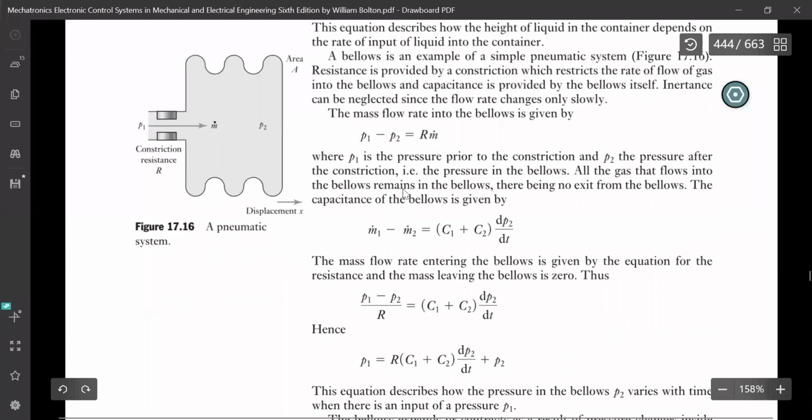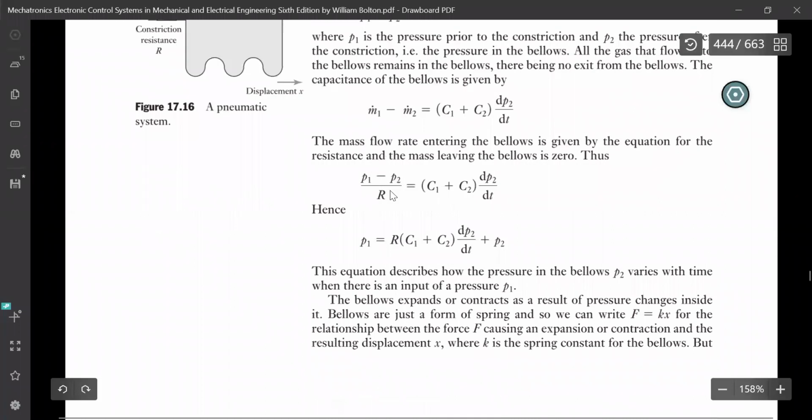So now we'll be using the equations for the pneumatic system. P1 minus P2 was equal to R into m dot. Earlier it was equal to R into Q, but for a pneumatic system it is now m dot. This equation we have already derived, m1 dot minus m2 dot is equal to C1 plus C2 into dP2 by dt. C1 is for the volume change and C2 is for the compressibility. Now P1 minus P2 by R is equal to C1 plus C2 dP by dt. So finally we will get this equation.